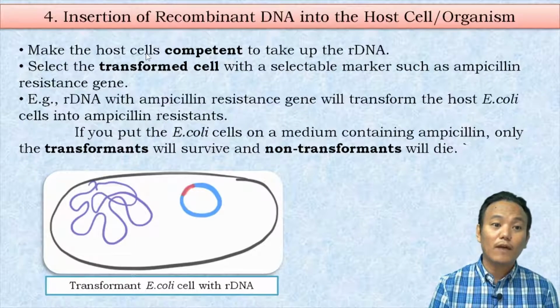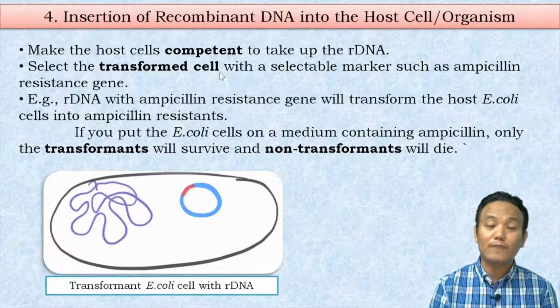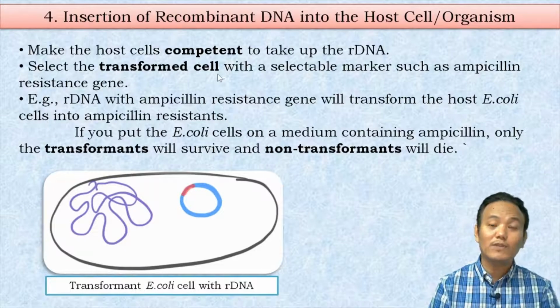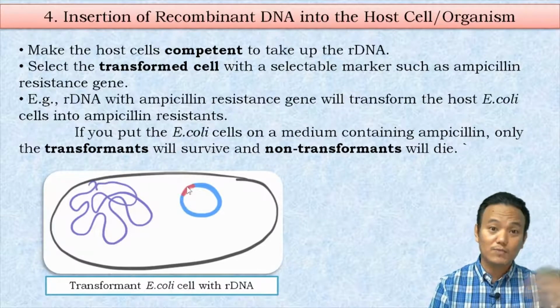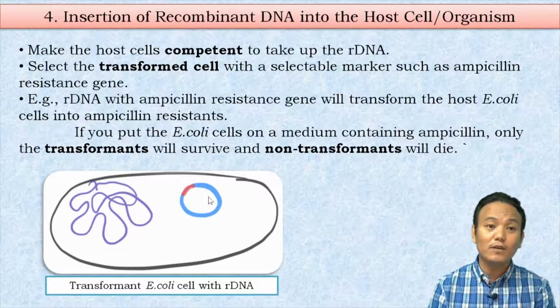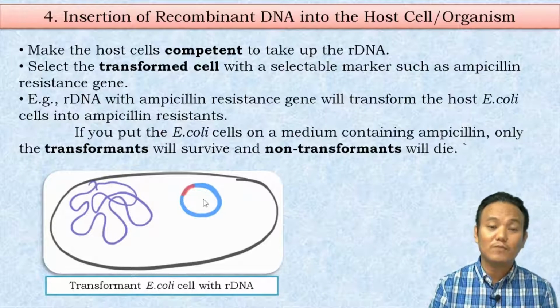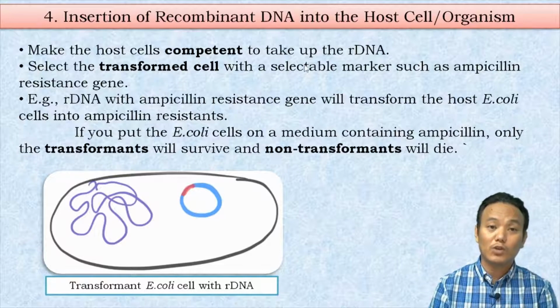Right. So after making the host cell competent to take up the recombinant DNA, we have to select the transformed cells. We have to identify the transformants from the non-transformants. So the transformants are the ones which have taken up the recombinant DNA. Non-transformants are the ones which have not taken up the recombinant DNA. So we don't need the non-transformants. We need the transformant ones. Right. So how do we select the transformed cells? How do we identify the transformants from the non-transformants?